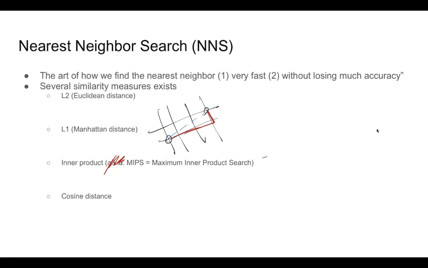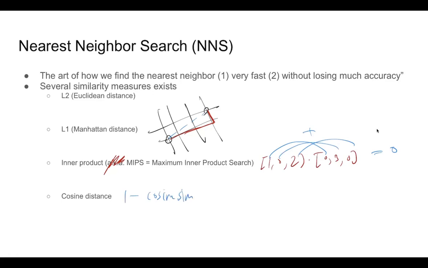And inner product simply is when you have two vectors, you basically multiply element wise and then sum. In this case, this will be zero. And cosine distance actually is very related to cosine similarity. And the cosine similarity is just doing inner product after normalization. So it will be basically one minus cosine similarity.